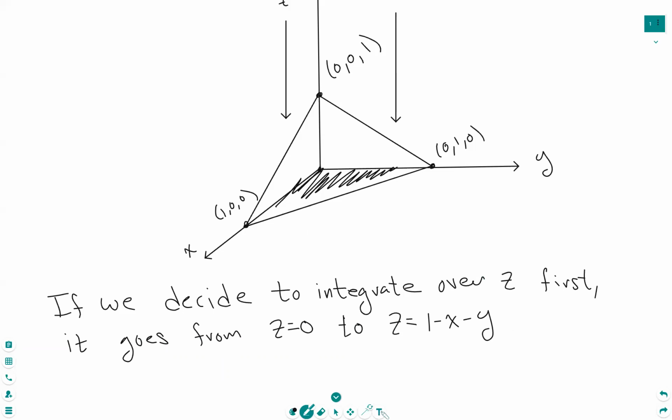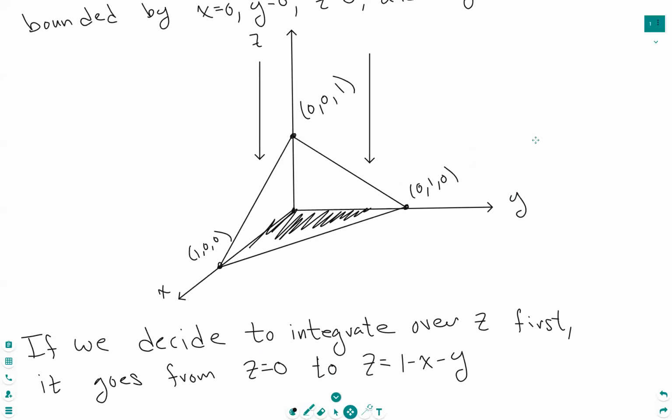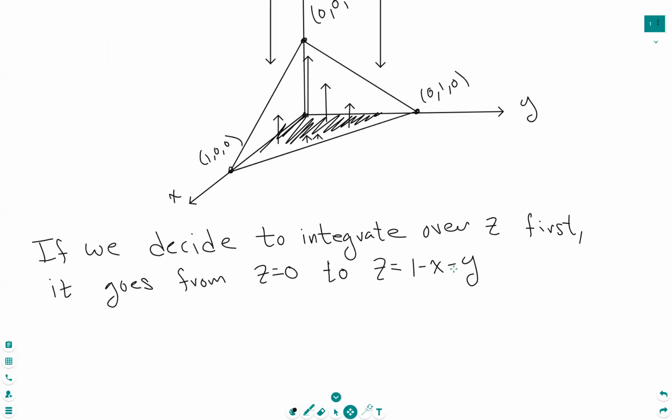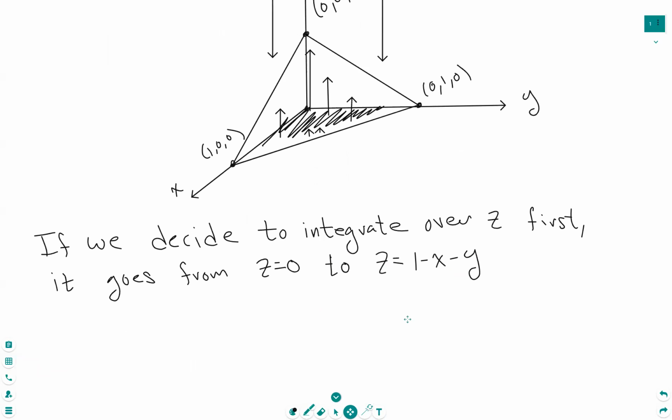So how did I get that? Remember, our plane is the equation X plus Y plus Z equals 1. And same thing, we're just going to draw arrows to figure out what's happening here. I start at Z equals 0, and then I come up and I hit this plane. Maybe it has different heights, it's a lot shorter near this bound here, but it always comes up and then touches this plane. So Z goes from 0 to the plane equation, solved for Z.